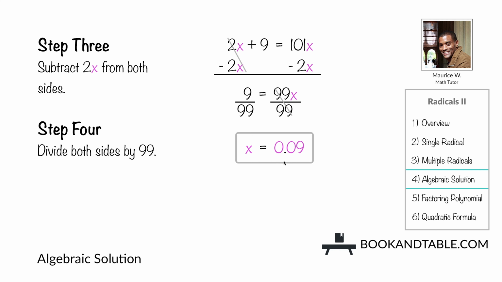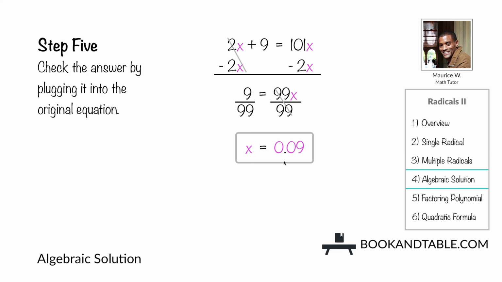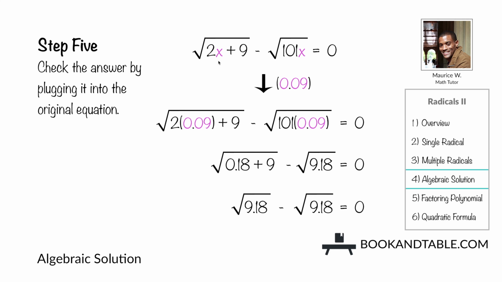And then step 5, to check this answer, plug it into the original equation. So the original equation was the square root of 2x plus 9 minus the square root of 101x is equal to 0. We plug in 0.09 in both places where we see x. 2 times 0.09 is 0.18 plus 9.